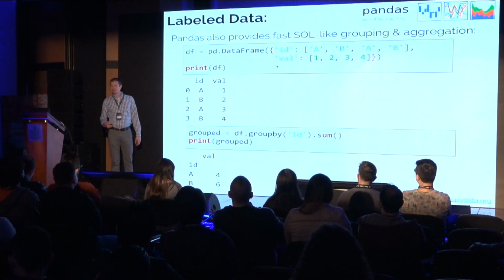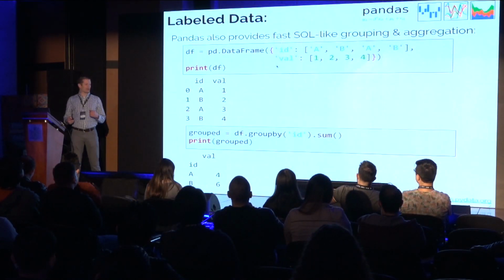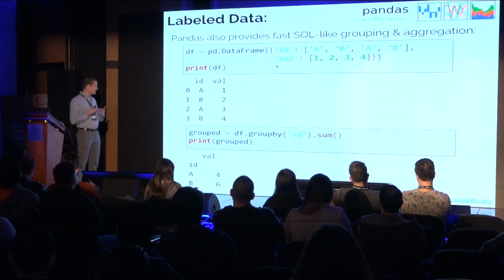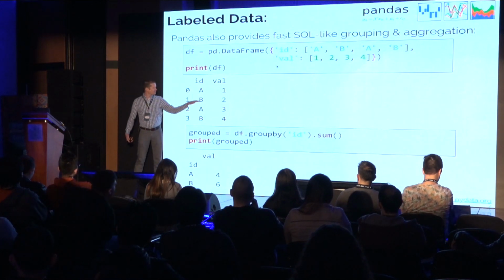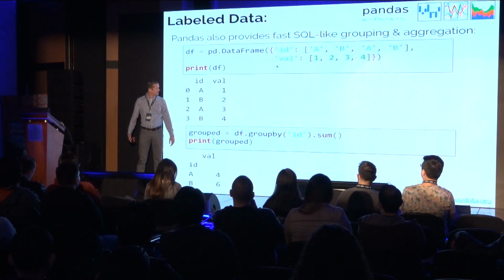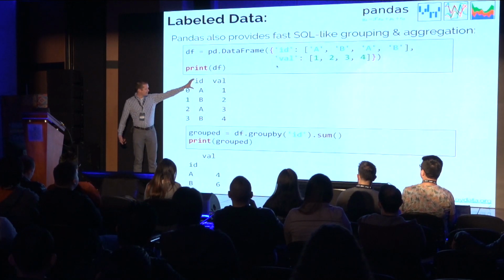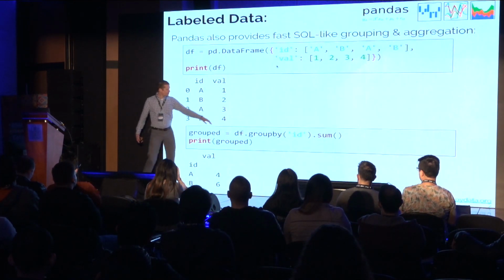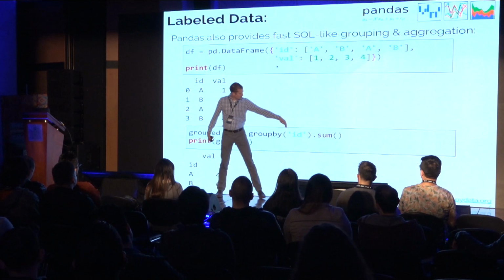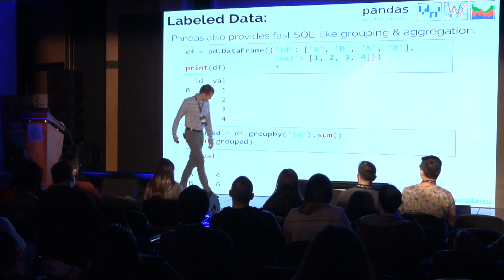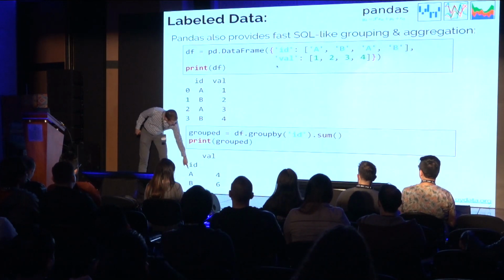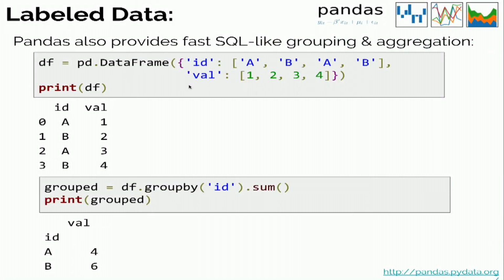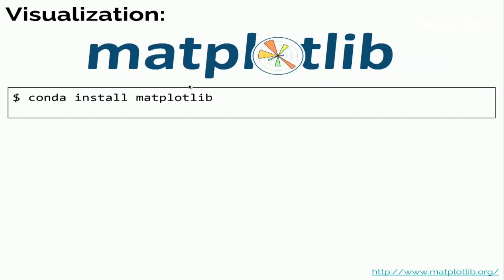The other thing that Pandas provides is relational algebra operations, things like group by and aggregations. So for example, if you have some columns where this is A1, B2, A3, B4, if you want to group by the ID and then sum the values, you can do this by calling a group by on the column label and then calling sum, and you get that the sum of the A values is 4 and the sum of the B values is 6. So Pandas does these sorts of operations very, very efficiently, which is nice.